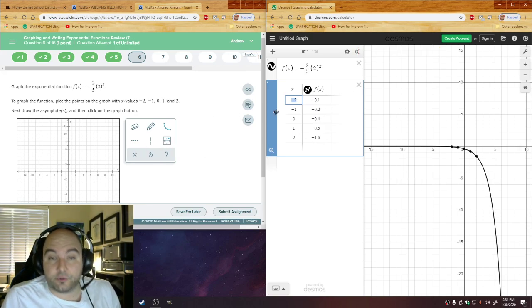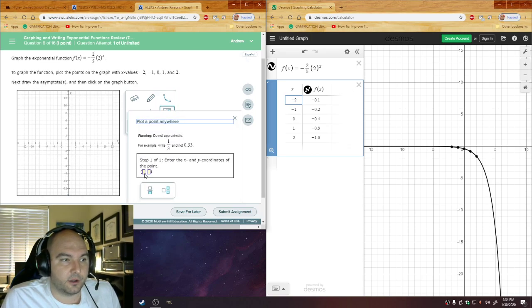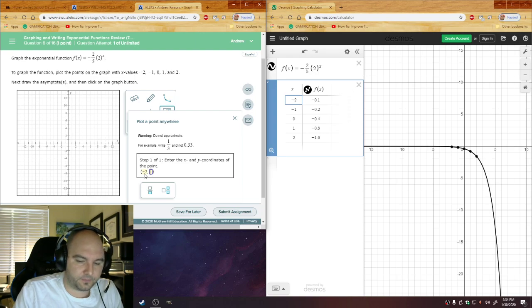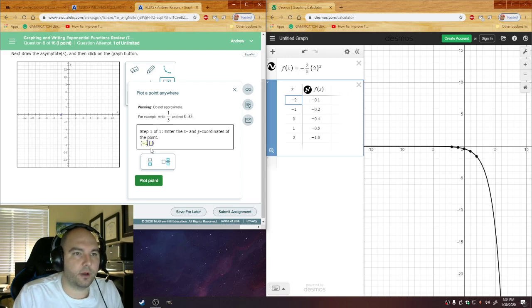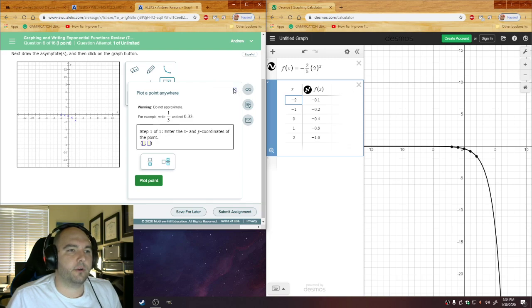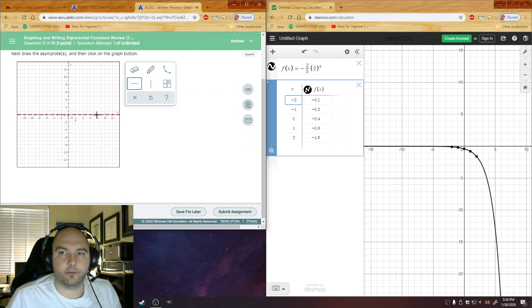Okay. Now notice these are not repeating decimals, so I am allowed to just type these all in right now without changing anything. -2, -0.1, -1, -0.2, sorry, I'm going to go fast-ish, 0, -0.4, 1, -0.8, 2, -1.6, there you go. Don't forget to draw your asymptote, which is this dotted line, right? It's on the axis again. Notice it levels out right here. It doesn't go any further than that. And that looks accurate, so we're going to hit check.